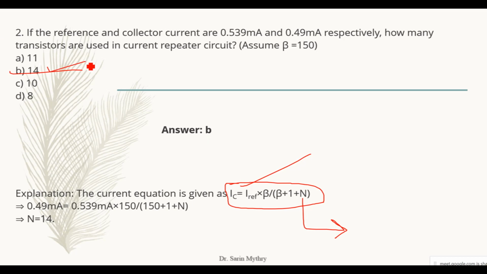So it's a very important kind of problem. Try to remember this formula. It is useful from the point of view of GATE exams also.